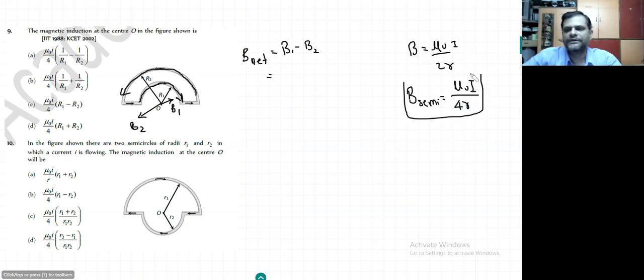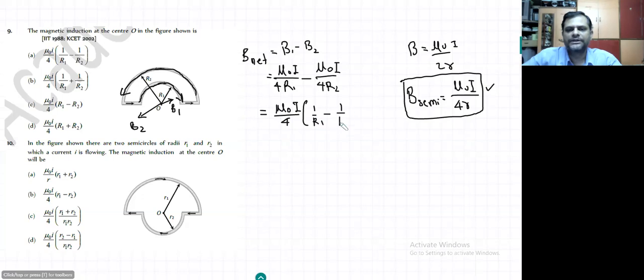So this is the formula for magnetic induction due to a semicircular coil which we will have to use here. So for the first coil the radius is R1 and the current is same, so magnetic induction will actually be mu naught into I upon 4 times R1, minus. The second coil is again a semicircular coil and its radius is R2 and current is again the same. So the magnetic induction due to it will be mu naught I upon 4 times R2. So we can take this mu naught I upon 4 common. Okay, mu naught I upon 4 agar humne common le liya, to andar mein kya bachega, simply 1 upon R1 minus 1 upon R2. That's it.